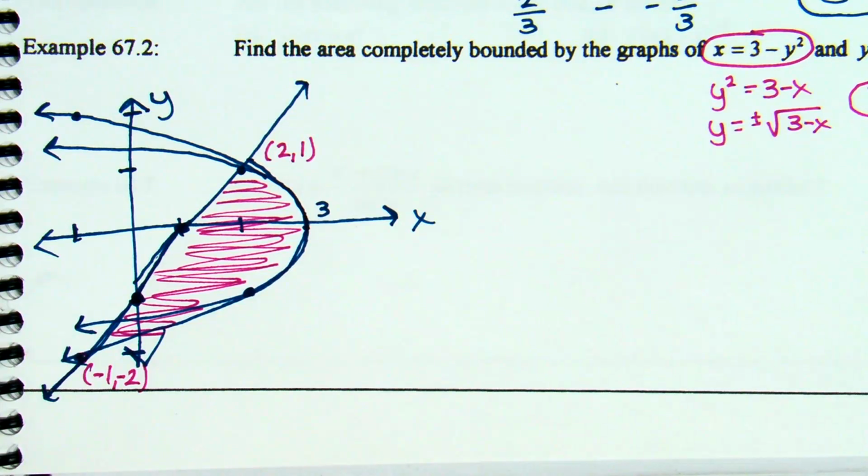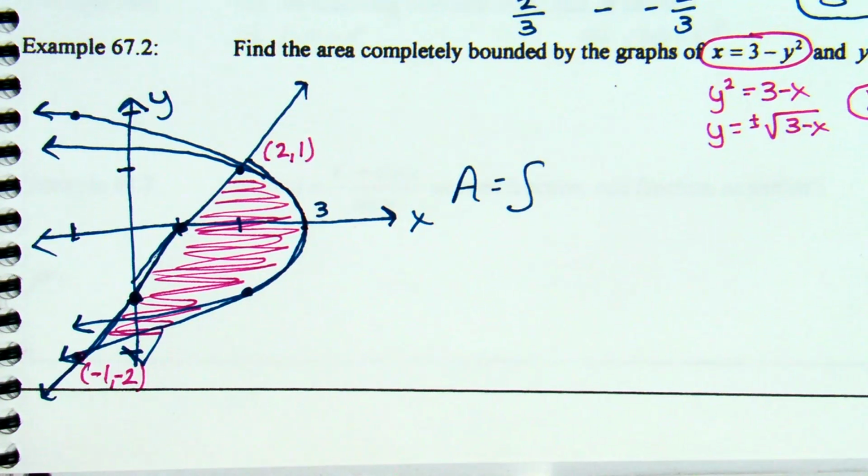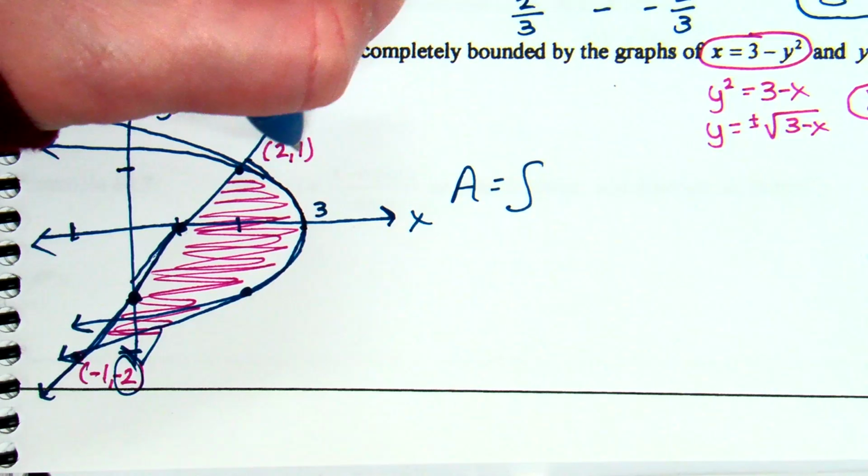Okay, you guys ready to set up? Okay, so in order to find our area, the integral, what are we doing here? Okay, Daryl's suggesting from negative 2 to 1. Do you guys agree with negative 2 to 1? Because we have to use the y values, right? So negative 2 to 1.